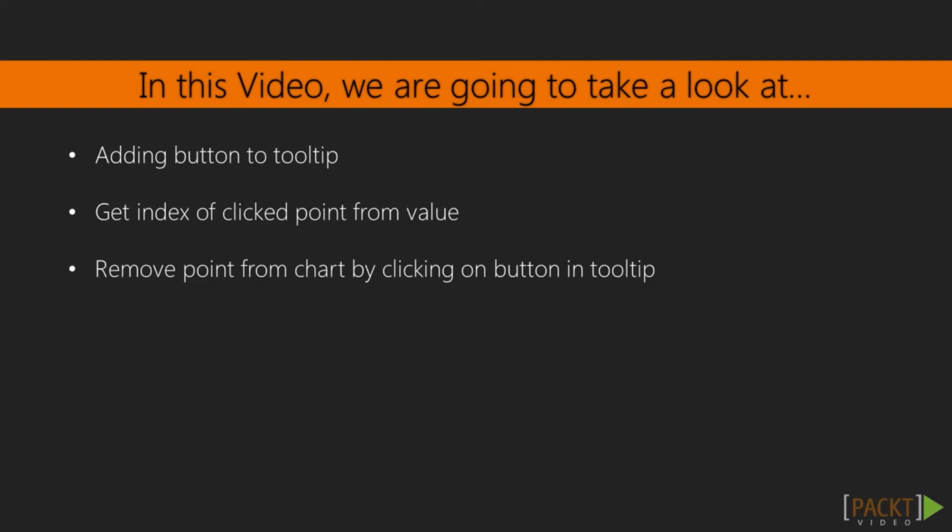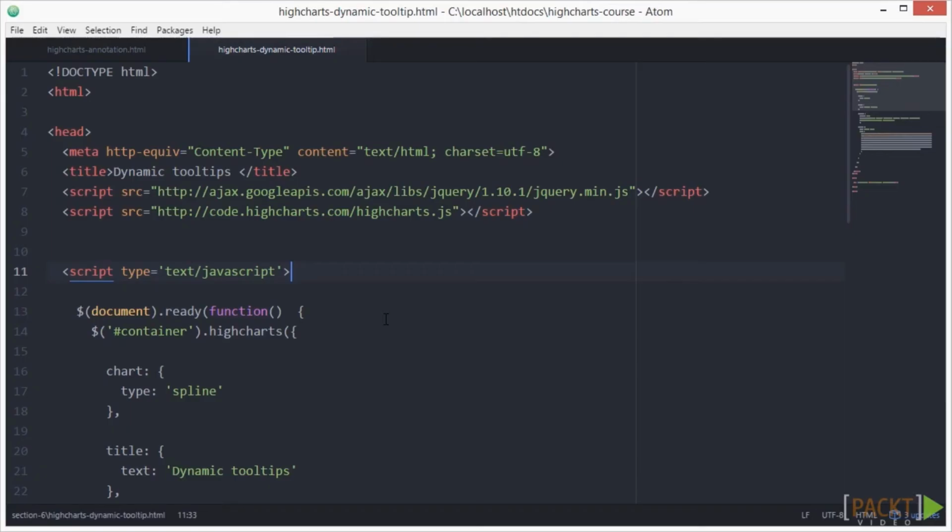Then, we get the index reference of that point, and finally, we remove that point by clicking on the button on that tooltip. There are cases in real life when we need to add interactivity into a chart's tooltip. Generally, Highcharts' default tooltip option doesn't allow this kind of interactivity, so we'll create this feature. Let's open Highcharts' dynamic tooltip.html in our favorite code editor.